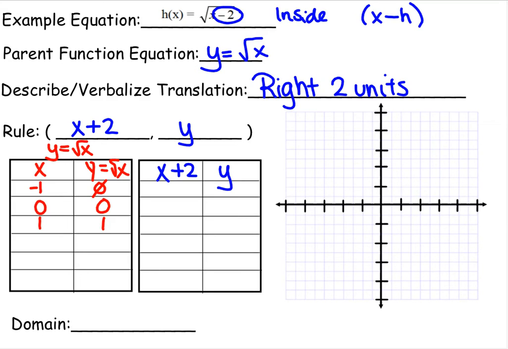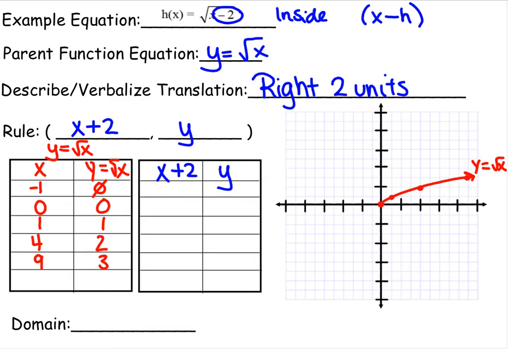Now 2 and 3 are not nice numbers, so I'm going to head over to 4. The square root of 4 is 2. I'm going to choose one more, the perfect square 9. The square root of 9 is 3. So let's graph these ordered pairs: (0, 0), (1, 1), (4, 2), and (9, 3). So here is our parent function, y equals the square root of x.